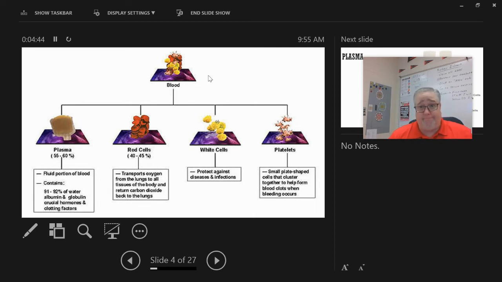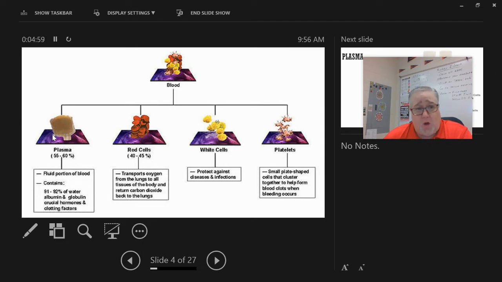Your blood is like the thing, right? It's what is transporting all of these different components. Now, when it comes to blood, there are different parts of your blood. So we're going to break it down by component.